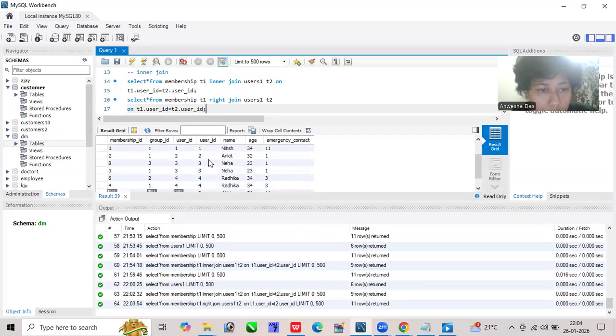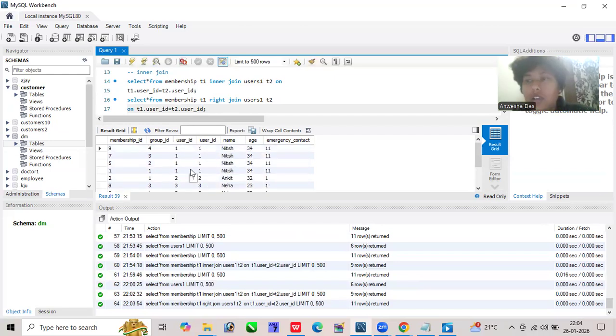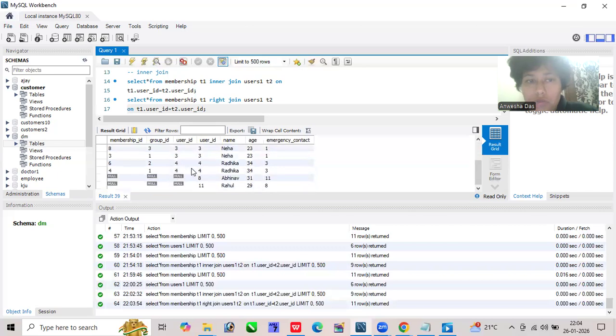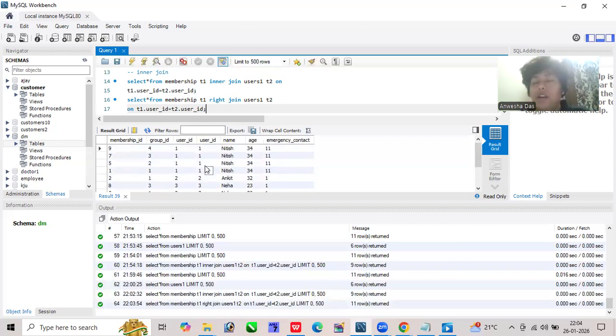Obviously, 1, 2, 3, 4, 8, 11, and the common elements, that means 1, 2, 3, 4. When I take the right part, that will be your right table, and what I write in the left part will be your left table. It is like that.